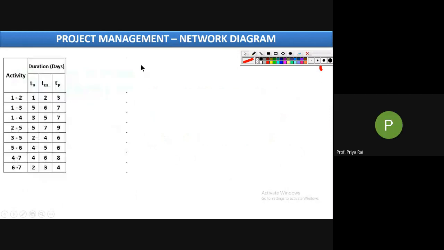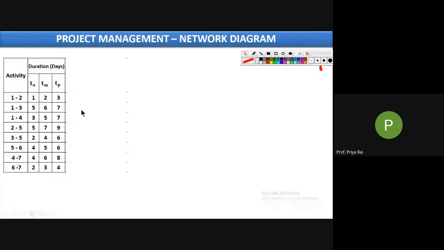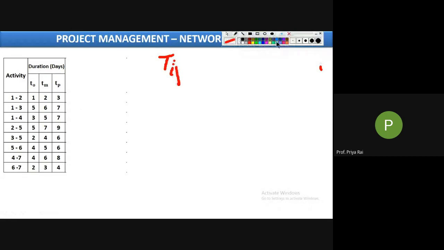First, we will calculate TIJ. Why? Because we need to convert these 3 values into a single value. Then only we can solve it like a CPM network. So the first thing is to calculate TIJ. The formula of TIJ was TO plus 4TM plus TP, divided by 6.